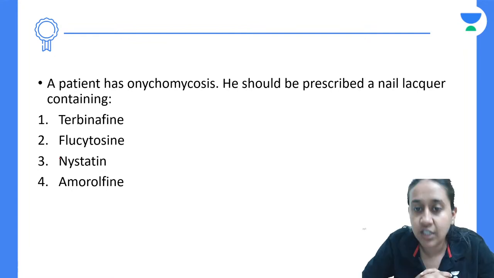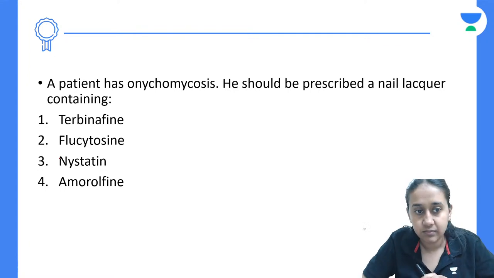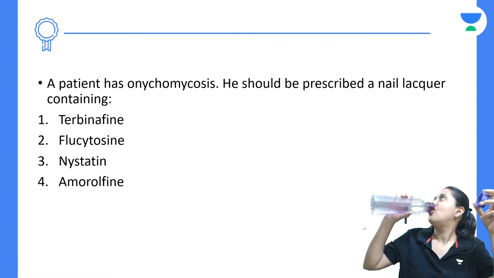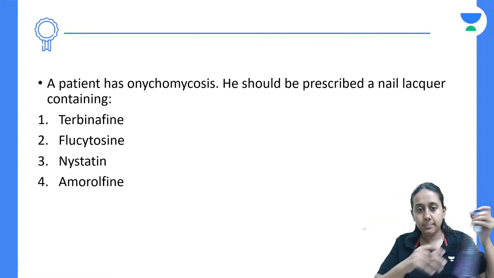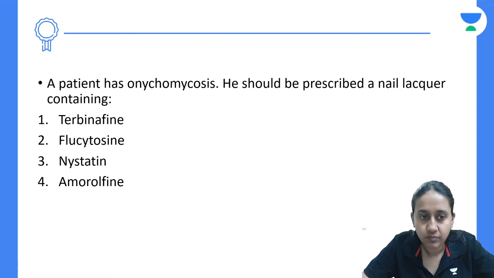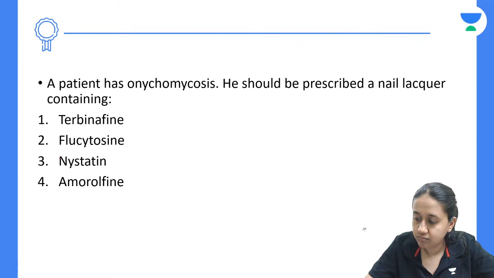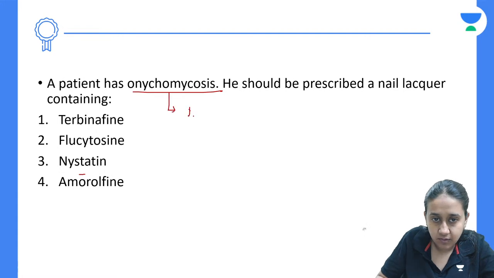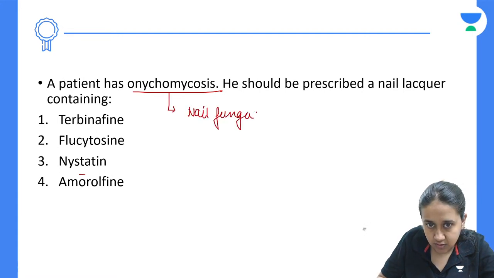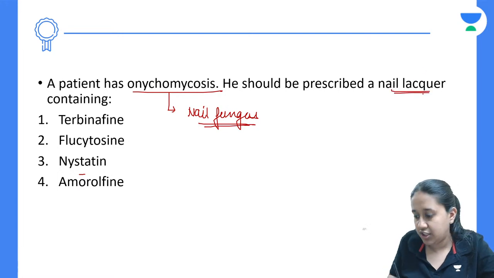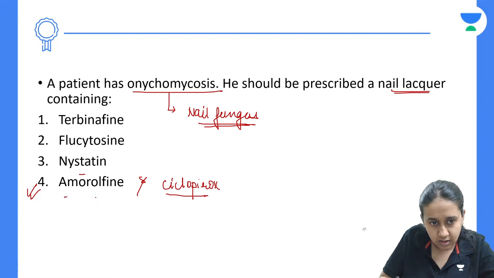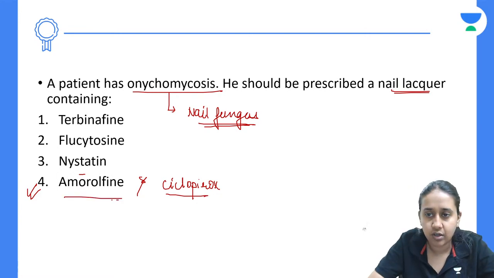A patient has onychomycosis, he should be prescribed a nail lacquer containing. What is the answer? Very nice. Onychomycosis means nail fungus, and for treating it we need a lacquer formulation, which is a better formulation for application, and we have only two drugs. One is amorolfine and another is ciclopirox.